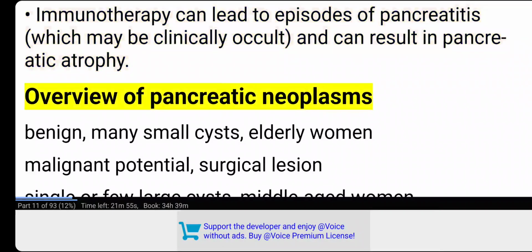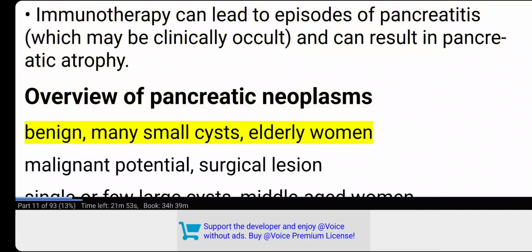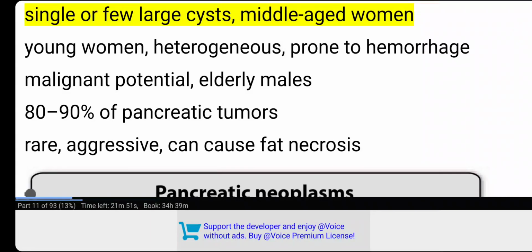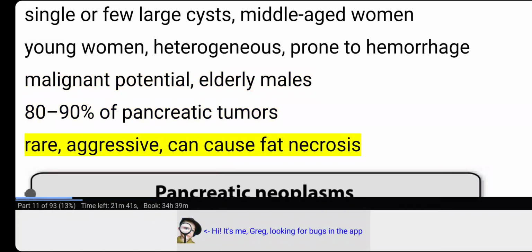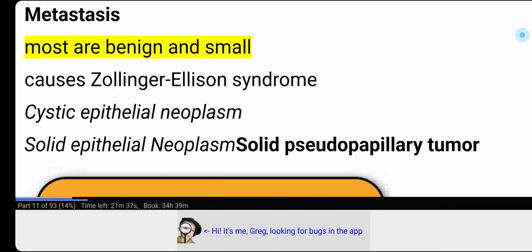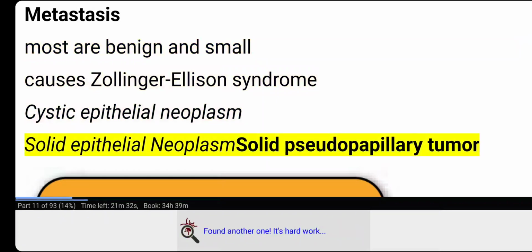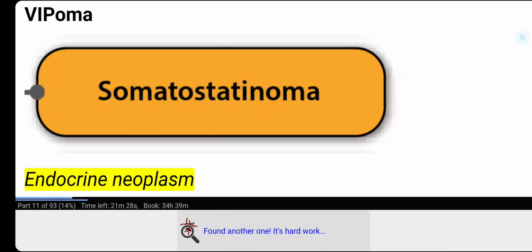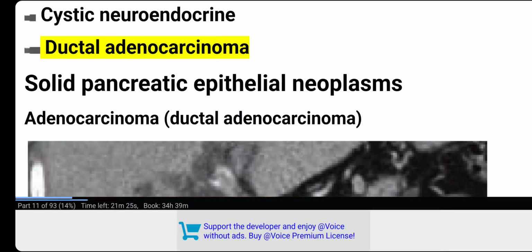Overview of pancreatic neoplasms. Benign, many small cysts, elderly women. Malignant potential, surgical lesion. Single or few large cysts, middle-aged women. Young women, heterogeneous, prone to hemorrhage. Malignant potential, elderly males. 80 to 90% of pancreatic tumors. Rare, aggressive, can cause fat necrosis. Mucinous cystic. Metastasis. Most are benign and small. Causes Zollinger-Ellison syndrome. Cystic epithelial neoplasm. Solid epithelial neoplasm. Solid pseudopapillary tumor. Gastrinoma. Lymphoma. Endocrine neoplasm. Cystic neuroendocrine. Ductal adenocarcinoma. Solid pancreatic epithelial neoplasms.